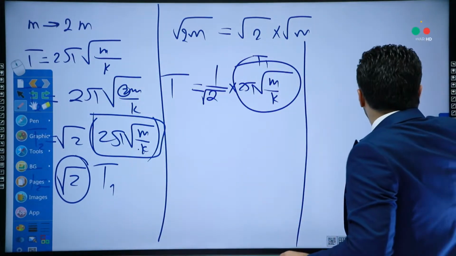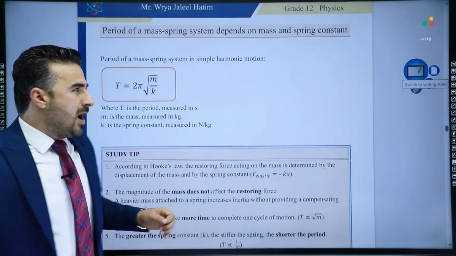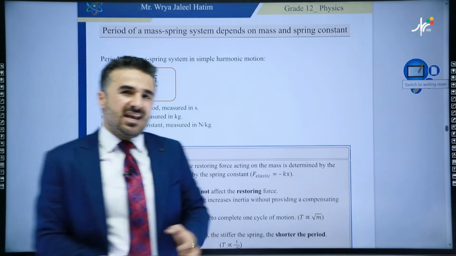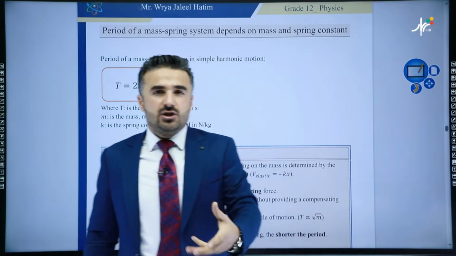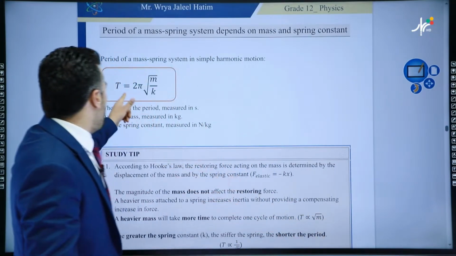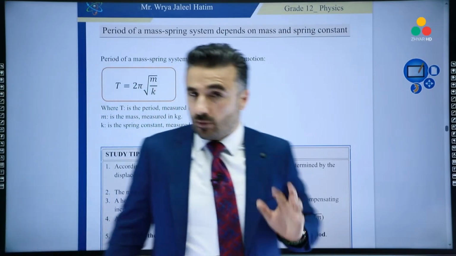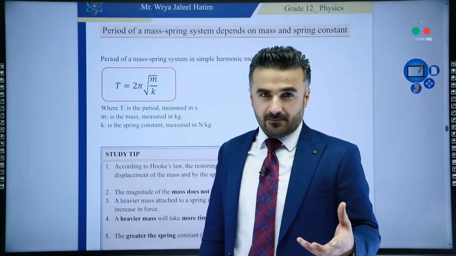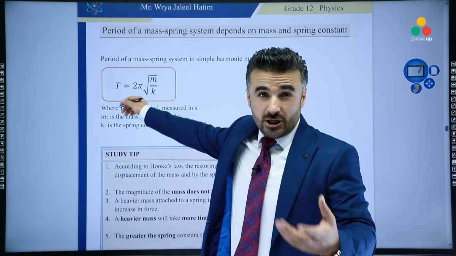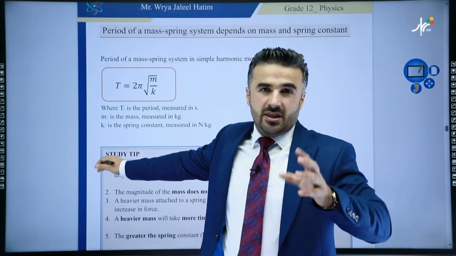Now, what else? What about one more thing here? How about if we increase or decrease the amplitude here? If we stretch the spring more or compress it more, do you think that would have any effect on the period of a mass spring system? The answer is no. I'll repeat. If I increase the amplitude of a mass spring system, will that change or affect the period? The answer is no.